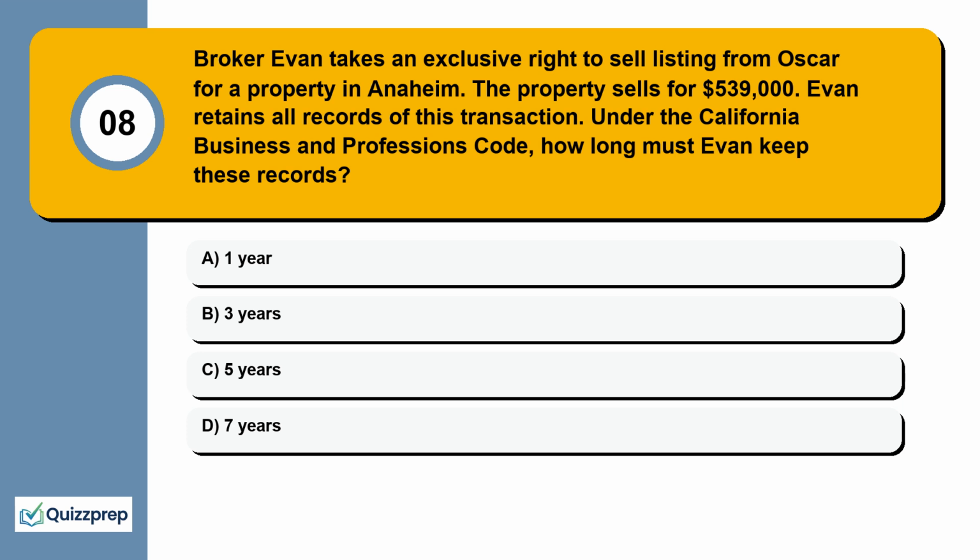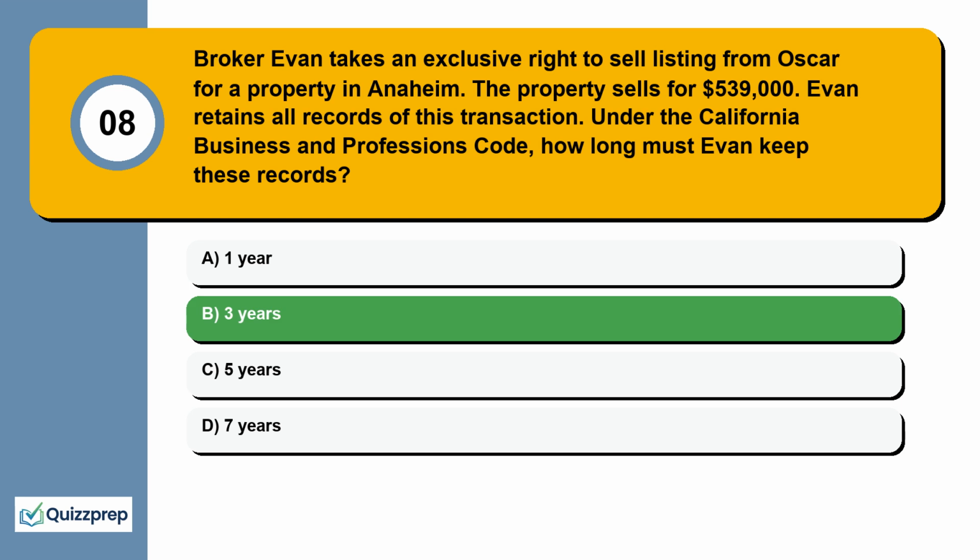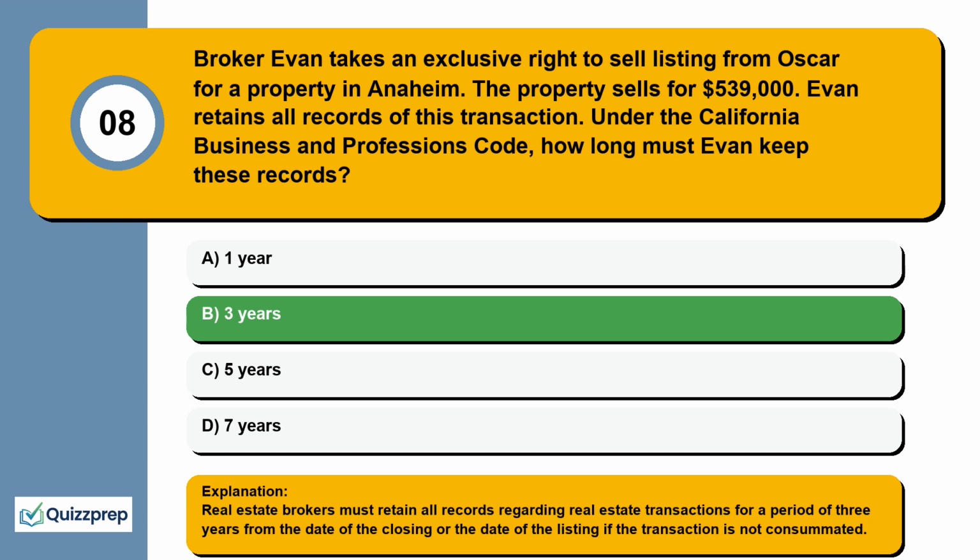Question 8. Broker Evan takes an exclusive right to sell listing from Oscar for a property in Anaheim. The property sells for $539,000. Evan retains all records of this transaction. Under the California Business and Professions Code, how long must Evan keep these records? 1 year, 3 years, 5 years, 7 years. Real estate brokers must retain all records regarding real estate transactions for a period of 3 years from the date of the closing or the date of the listing if the transaction is not consummated.